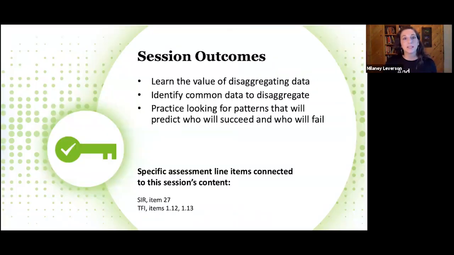So with that, I'm just going to bring us back quickly to our session outcomes. We wanted to teach you the value of disaggregating data. We wanted to talk about common data that you could disaggregate. You all committed to disaggregating data, which is awesome. And we wanted to give you some practice in how this might work.